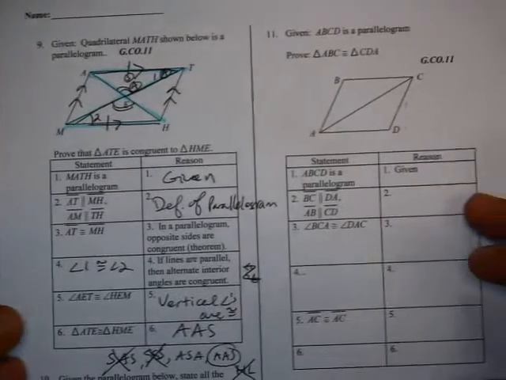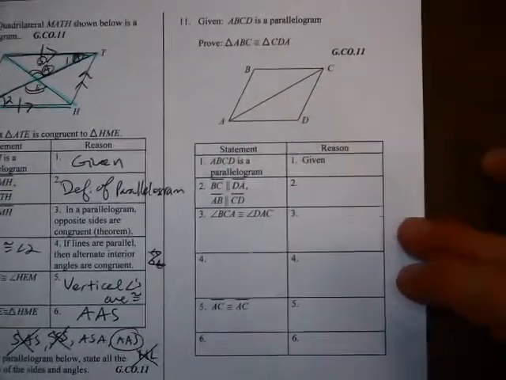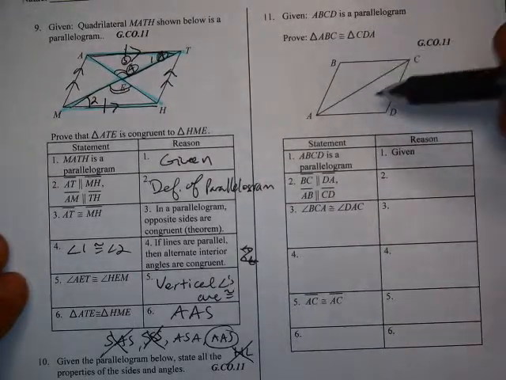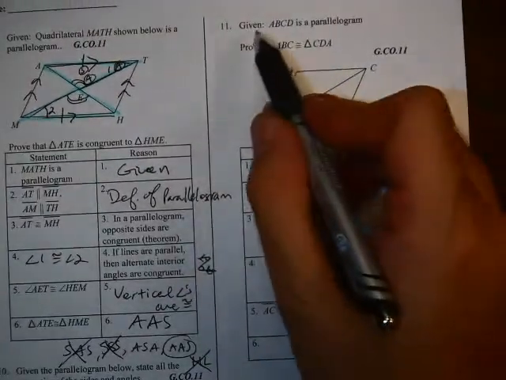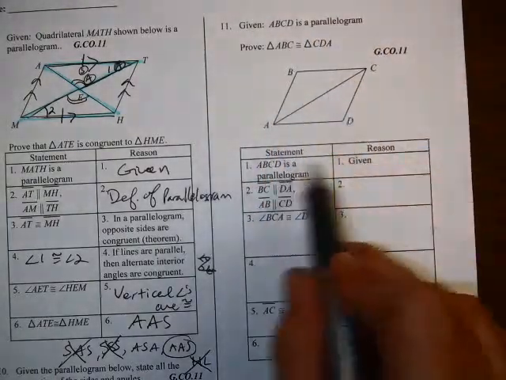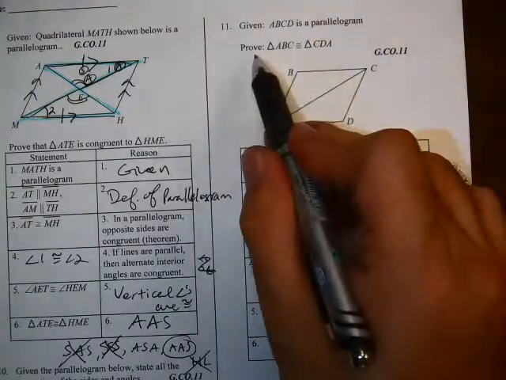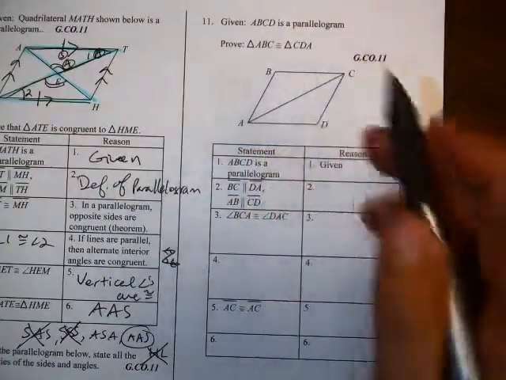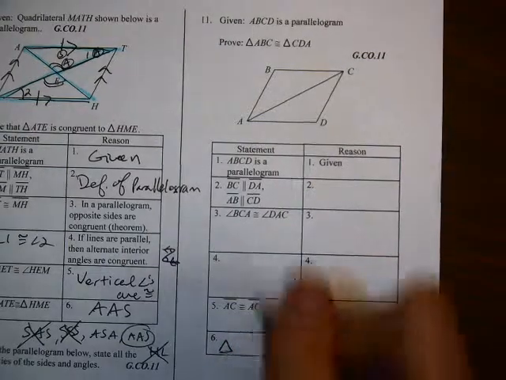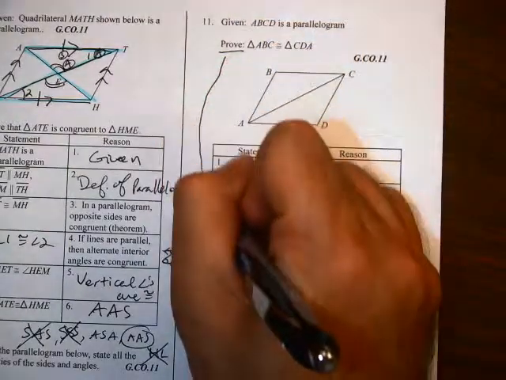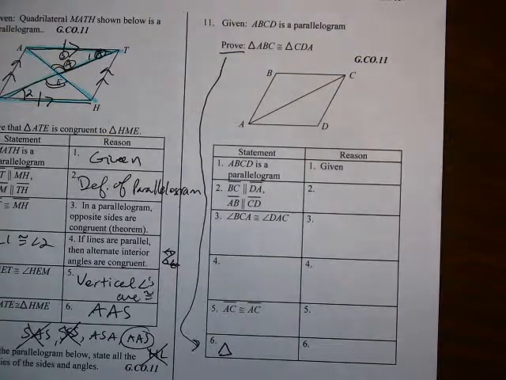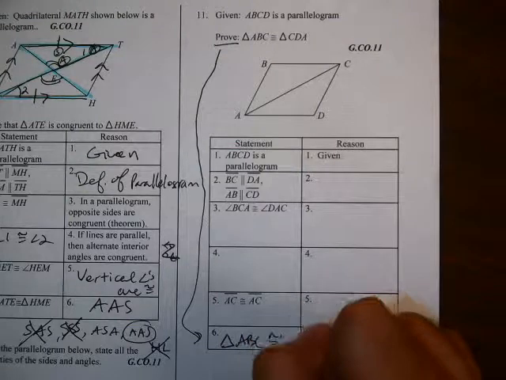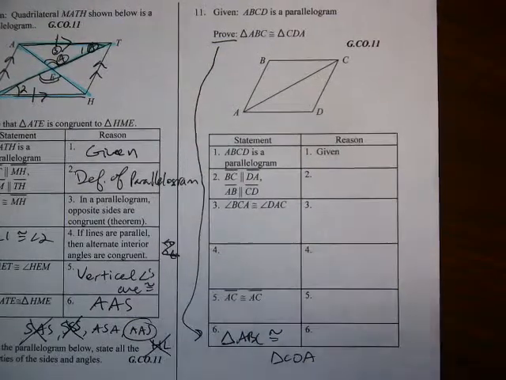Now switching gears to number 11. Very close. Now notice in number 11 it's a little bit different because they don't have that other diagonal drawn. They only have one of them. Given ABCD is a parallelogram, there it is filled out for you already. Prove triangle ABC is congruent to triangle CDA. As soon as we see that next to the word prove, that goes right here at the bottom. That's the last thing we should be saying: triangle ABC congruent to triangle CDA.